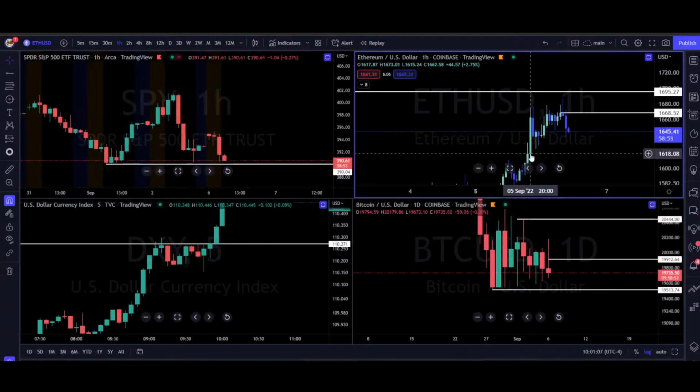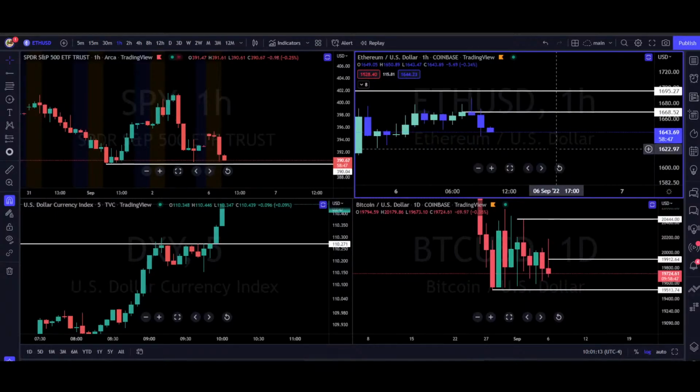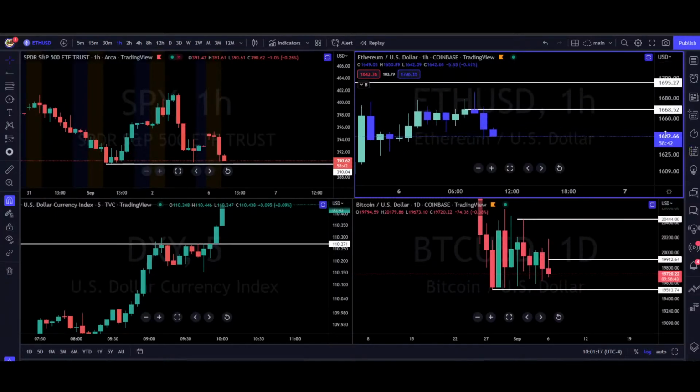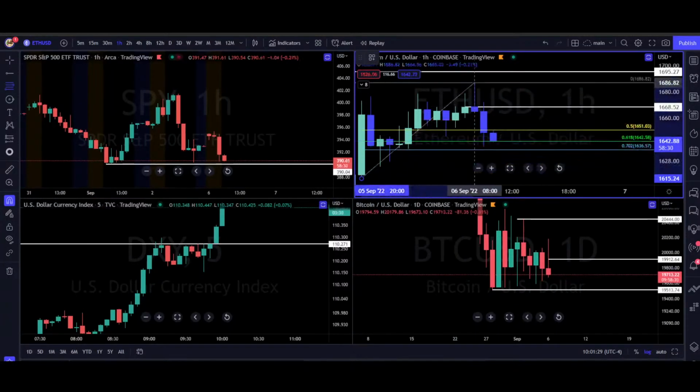Because this is the open. This candle is your open of the day. So this is your entire daily range on Ethereum. Right there, that's today's range. That's the midpoint of today's range, essentially. Good spot to take profits because we know that on bullish moves, retracements typically happen around the 618 retracement.